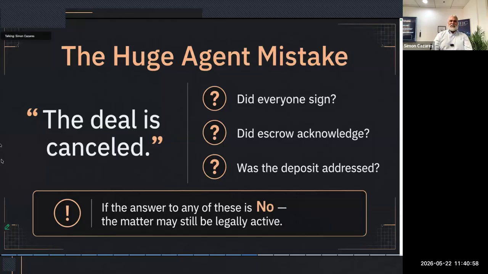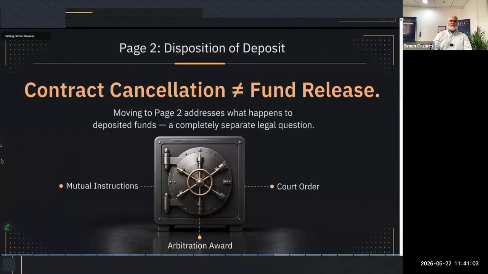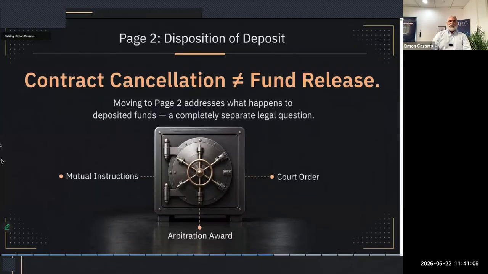If the answer to any of these is no, the matter still may be legally active. All right, so contract cancellation and fund release, right? That's again part of the contract. I would encourage all of you to really look at the form. It's a 2-page form. Get to understand the elements. Not that we want to be in a cancellation situation because we don't get paid, but also know how to navigate that and really articulate the conversation with the buyer or the seller, right?